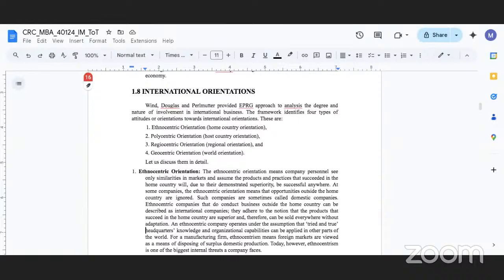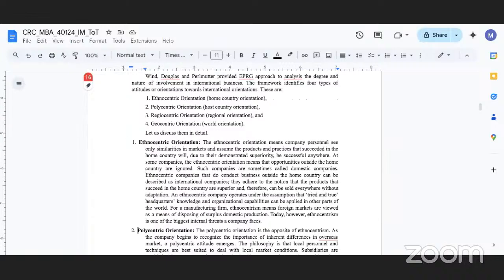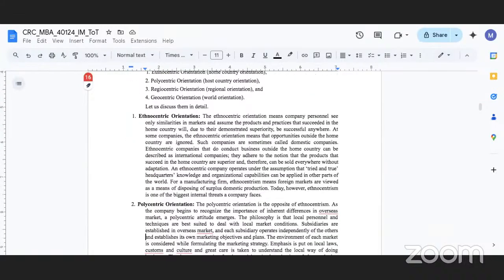So, home country is the country from where I'm operating. The host country is where I'm selling my products. Regional orientation is in terms of that particular region, for example, Latin America or Europe. And the fourth one is geocentric, that is the world orientation.